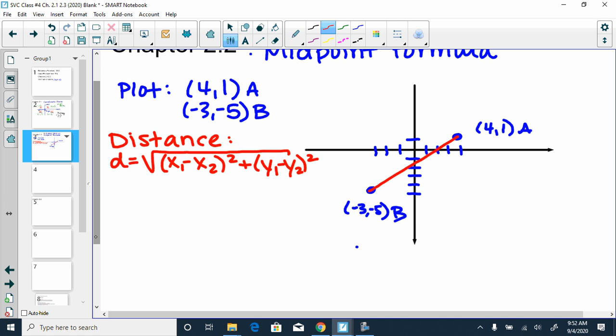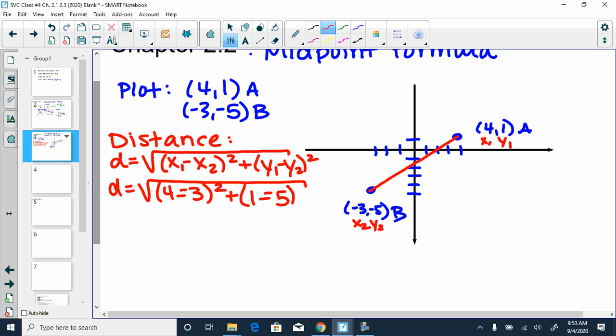So as far as x's, x1 could be up there, y1 or x2, geez, not y1, x2 would be down here. Y1 would be up there for my first point, and y2 would be for my second point. So you can go ahead and label those. Filling everything into the formula here, x1 is (4 minus -3) squared plus, and keep your parentheses when you're plugging this stuff in here, (1 minus -5) squared. Okay, order of operations, go ahead and do math in parentheses first.